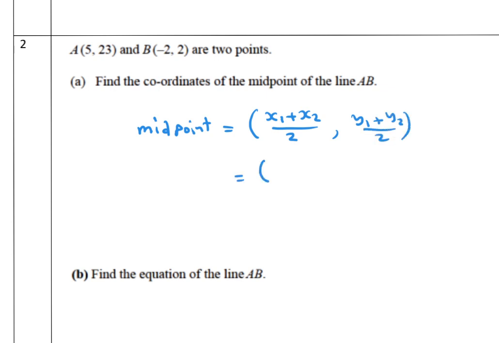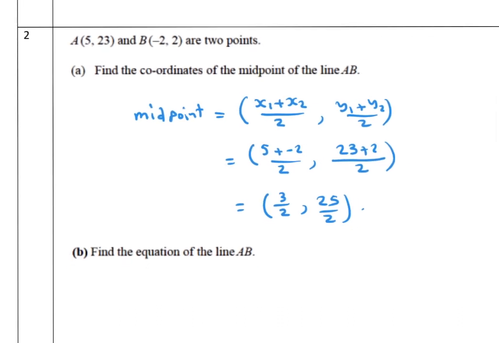So 5 plus negative 2 over 2, and 3 plus 2 over 2. So we can find the answer. 5 plus negative 2 is 3, over 2, or 1.5, and 3 plus 2 is 5, so 5 over 2.